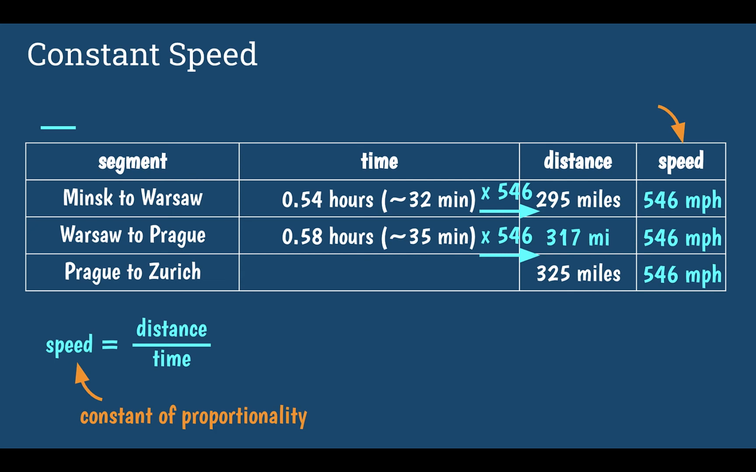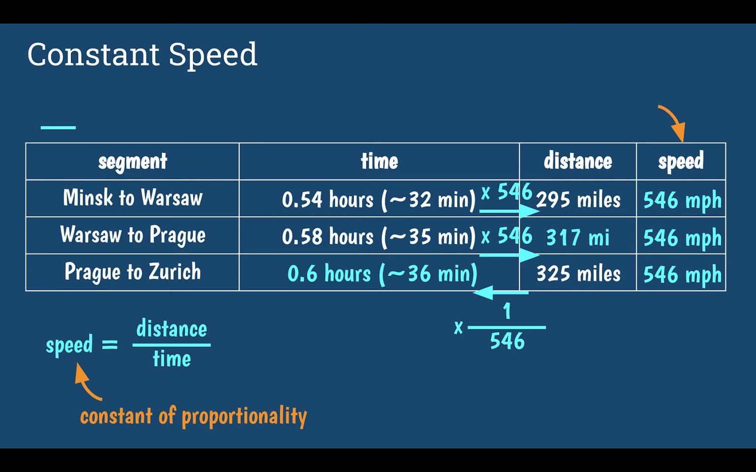If I want to go backward from distance to time, I can't use the same constant of proportionality. I need to use the reciprocal. Going backwards is the reciprocal. So I'm going to multiply by 1 over 546. So if I do 325 times 1 over 546, I end up with 0.6 hours, or about 36 minutes.